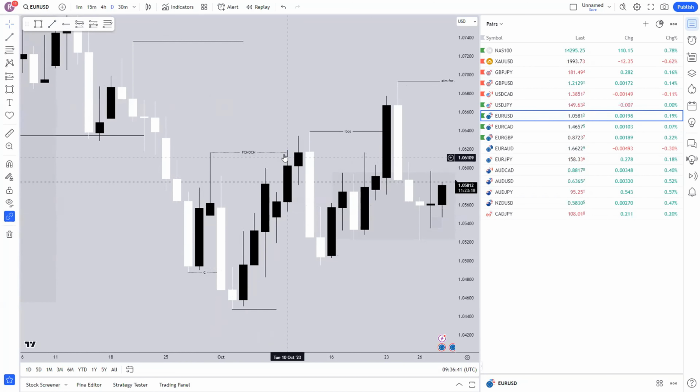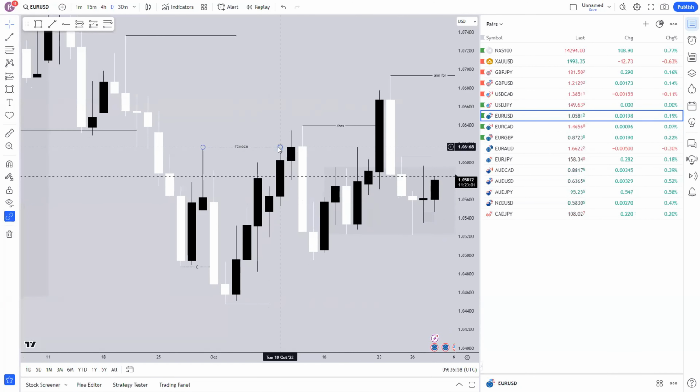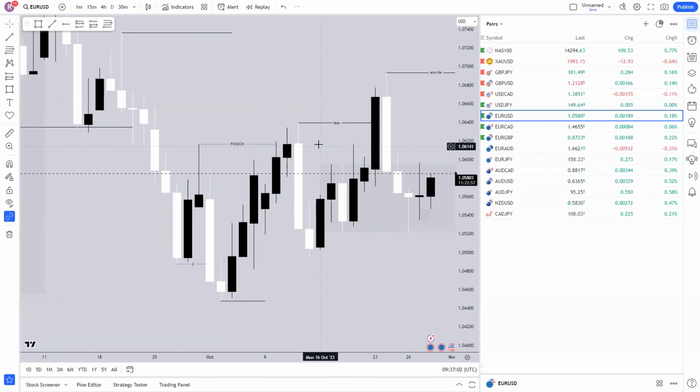And it is a fractal change of character because remember, with fractal change of characters and breaks, we really only need to see a wick break, okay? As opposed to internal structure and swing structure, where we need to see that full candle body closure. But again, with fractal structure, we only need to see that wick break, okay? So that is a valid fractal change of character.